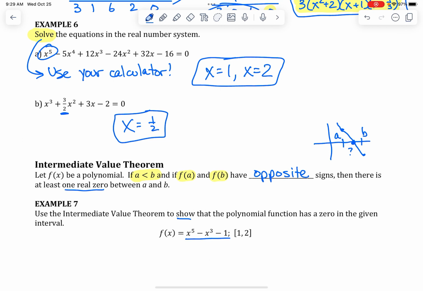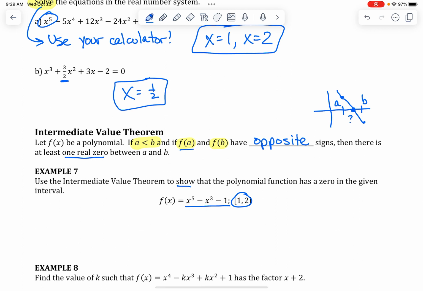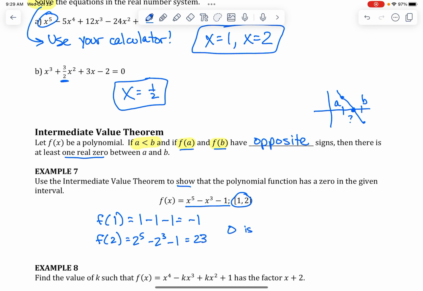So here's our polynomial, and here are the a and the b values, right? All you've got to do is plug them in and hope that they have opposite signs. So when you plug in 1, 1 to the 5th minus 1 cubed minus 1 is negative 1. Plug in 2, 2 to the 5th minus 2 cubed minus 1. Plug that in, it's positive. Wow, look at that. 0 is between negative 1 and 23.